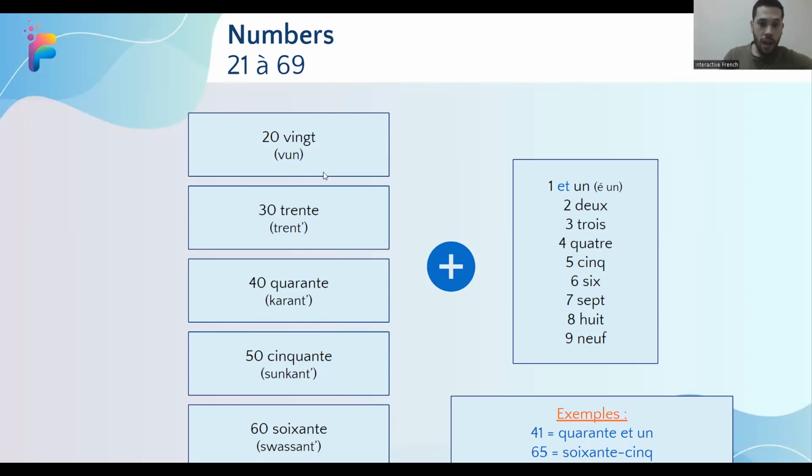Now, getting back to 20, just for the sake of the example, if you want to say 21, you have to add the et. Remember, et is and. So technically, when you say 21, you say 20 and 1. Same for 31, 41, 51, 61. You get the idea, right?